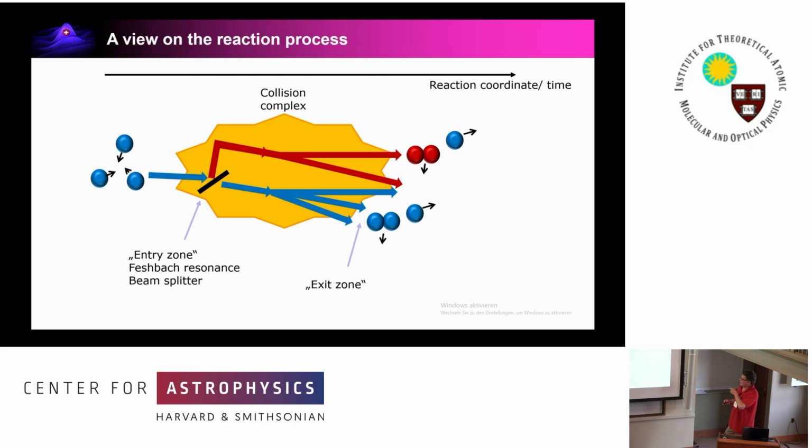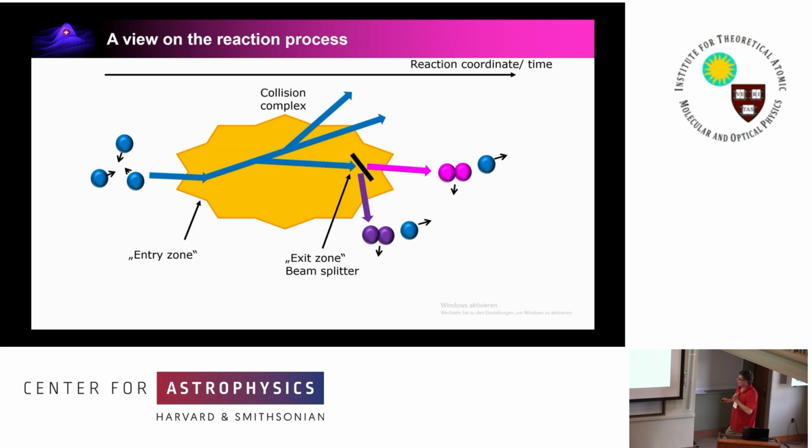And now for the avoided crossing beam splitter, this happens at the exit zone, where the molecules are essentially already there. And so here we enter just with the blue, and then one particular reaction path hits this beam splitter here, and then depending on what magnetic field we have, we create this magenta or this purple molecule, and we can control how much goes in there or goes in there.